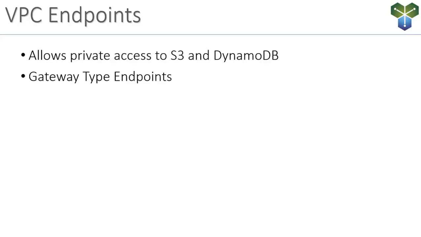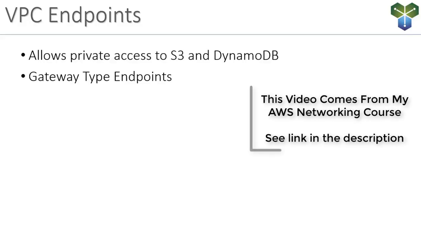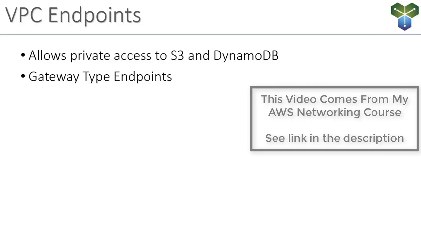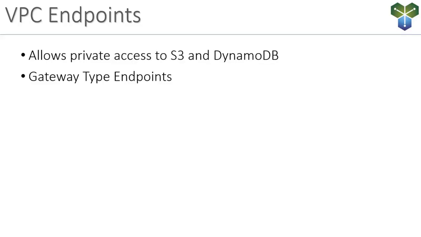And these types of endpoints will add an entry to your route table that you select and will route traffic to the supported services through Amazon's private network. So for example, if an EC2 instance in a VPC needs to communicate with S3, there will be a route table entry for that subnet, and the traffic will be directed over that private connection instead of over the internet. So that's a gateway type endpoint.